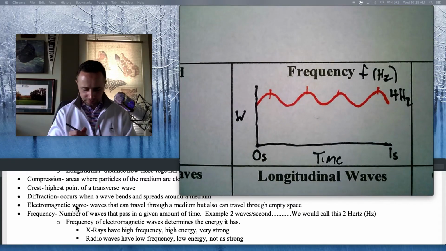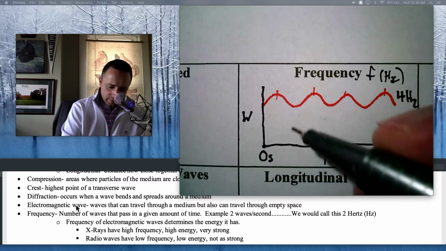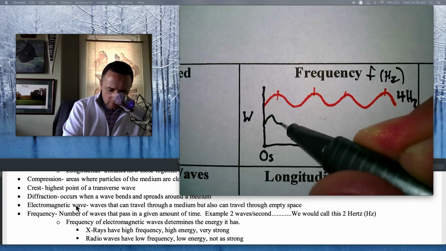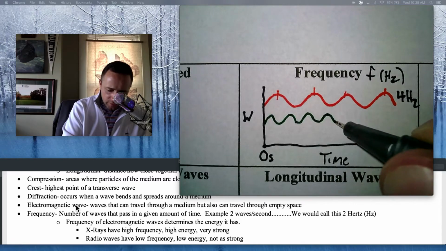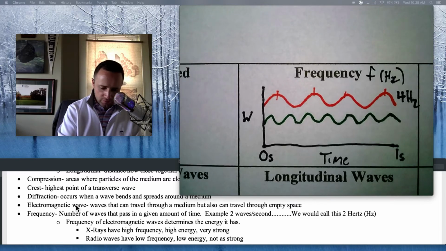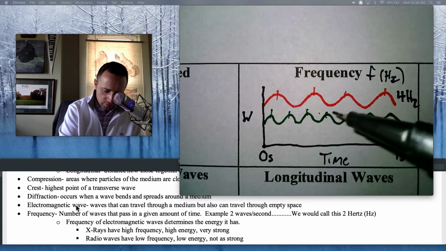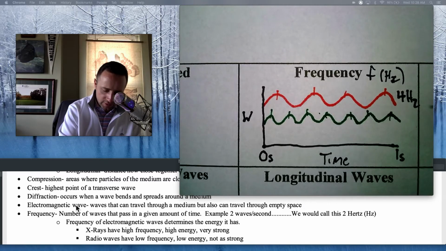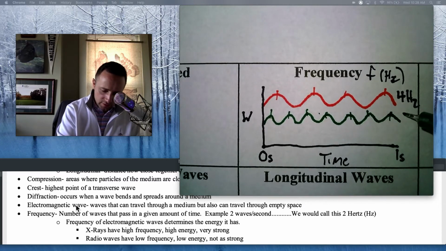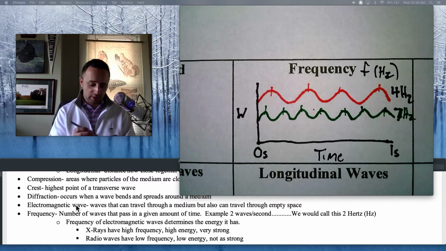Let's try another one. We'll go green. And you don't have to be exact with me. I'm just trying to show you a pattern. So this wave here, I'm going to count the crests. 1, 2, 3, 4, 5, 6, 7. So this one is 7 hertz. It's an ugly 7, I know.